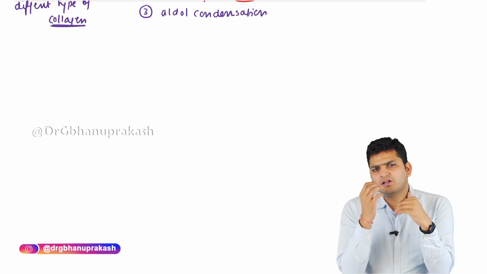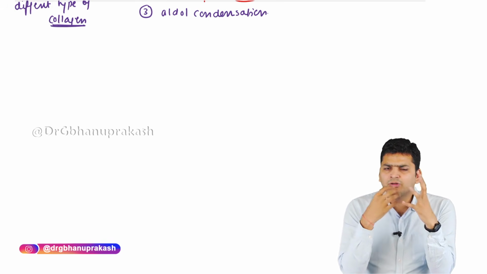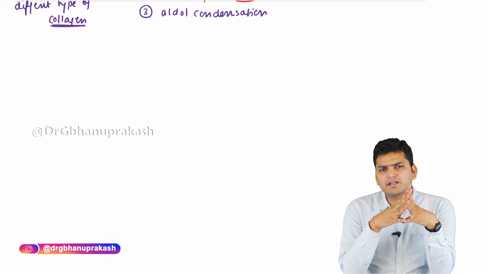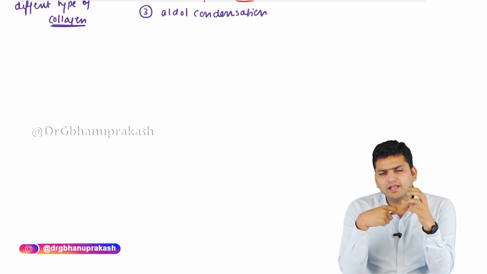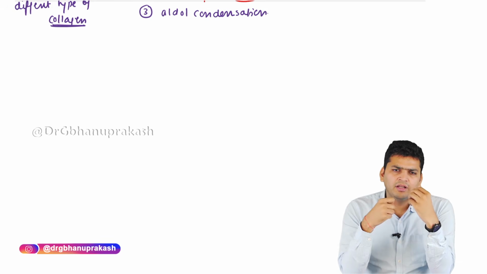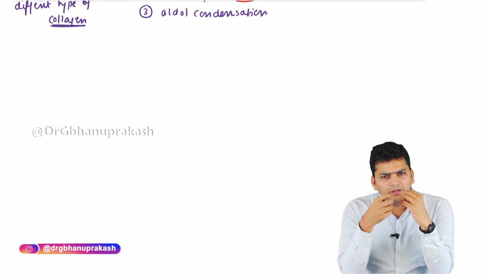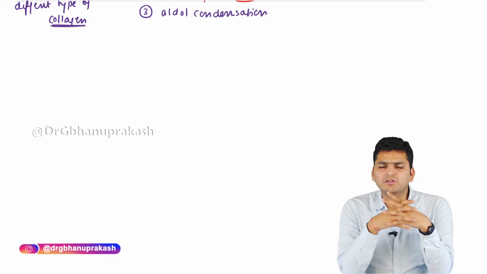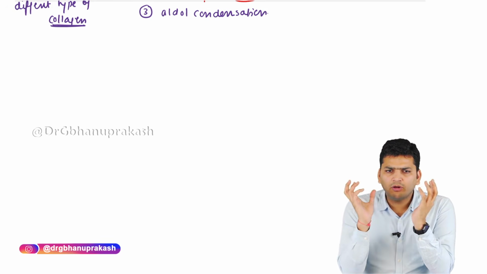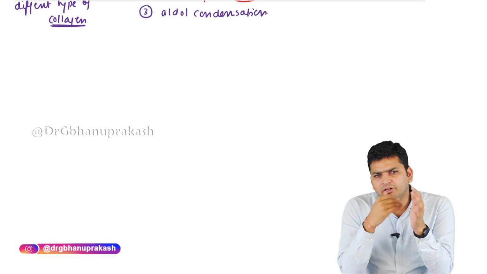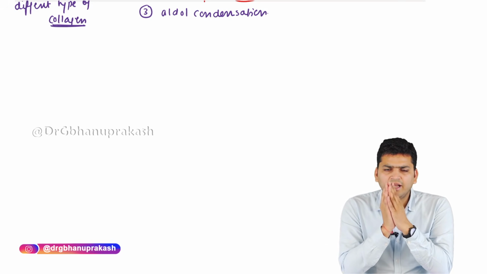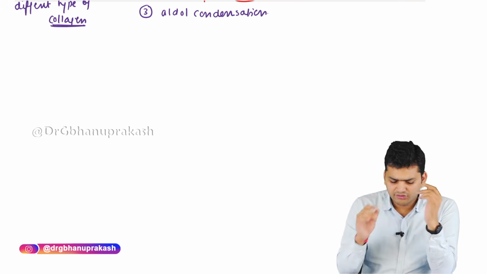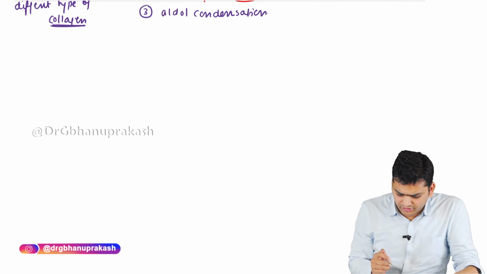Now, because it is a complex process and it requires a lot of enzymes in collagen synthesis, sometimes there may be a deficiency of a particular enzyme, or maybe a particular gene defect may occur, so that a particular collagen will not be made properly. If a collagen is not made properly, then it will lead to certain disorders, and they are called the collagen disorders. So let's write down the list of the collagen disorders.